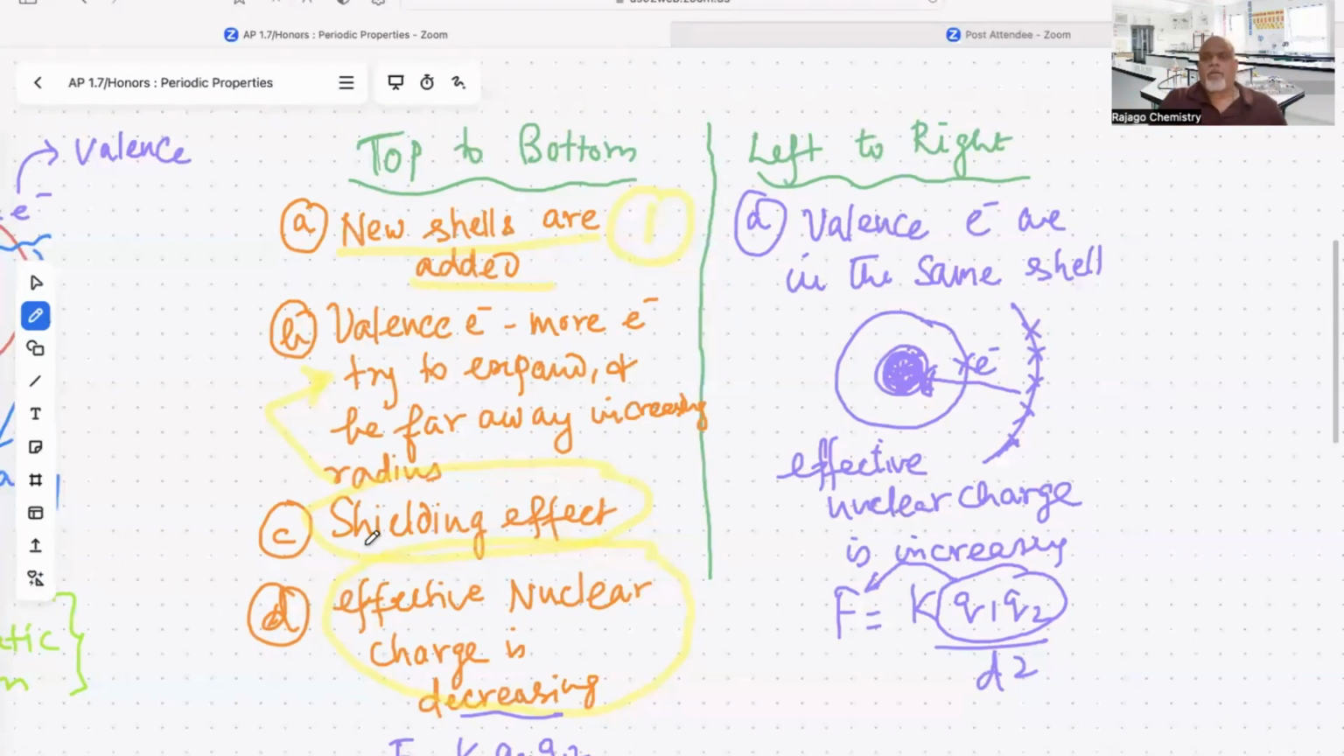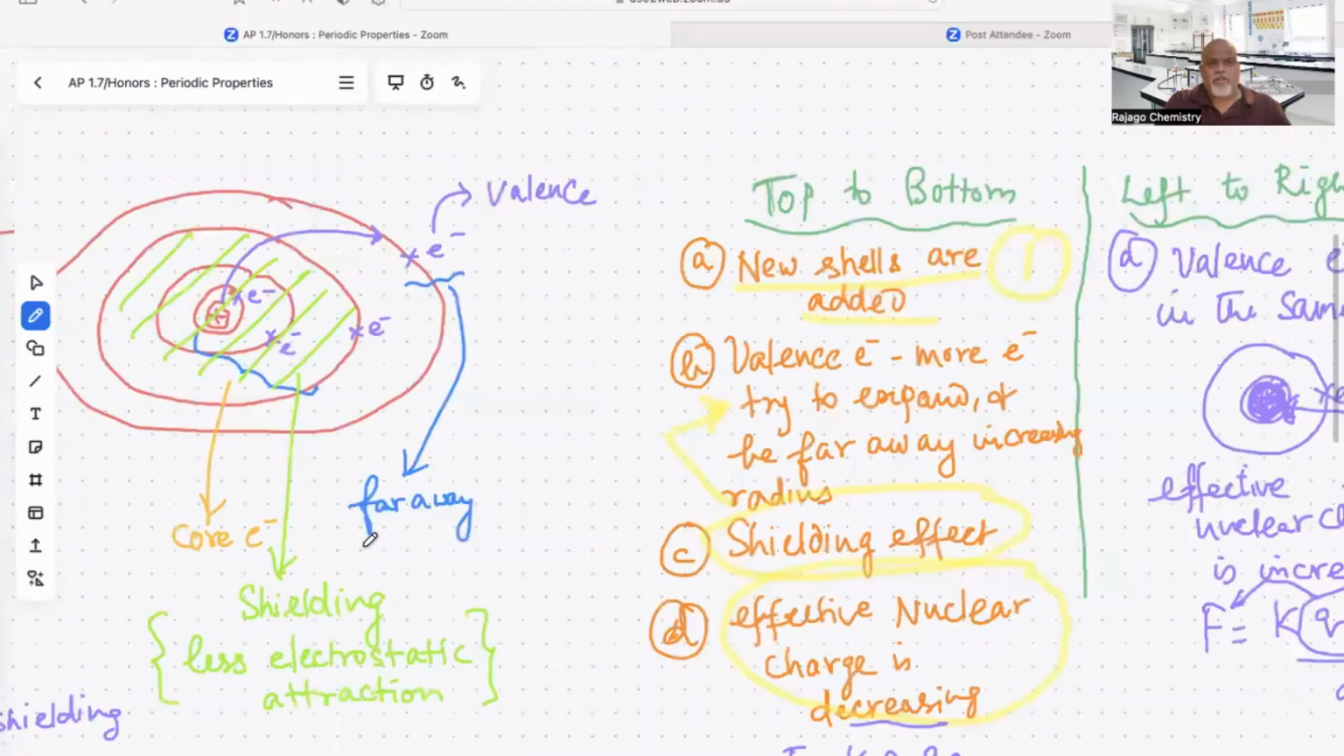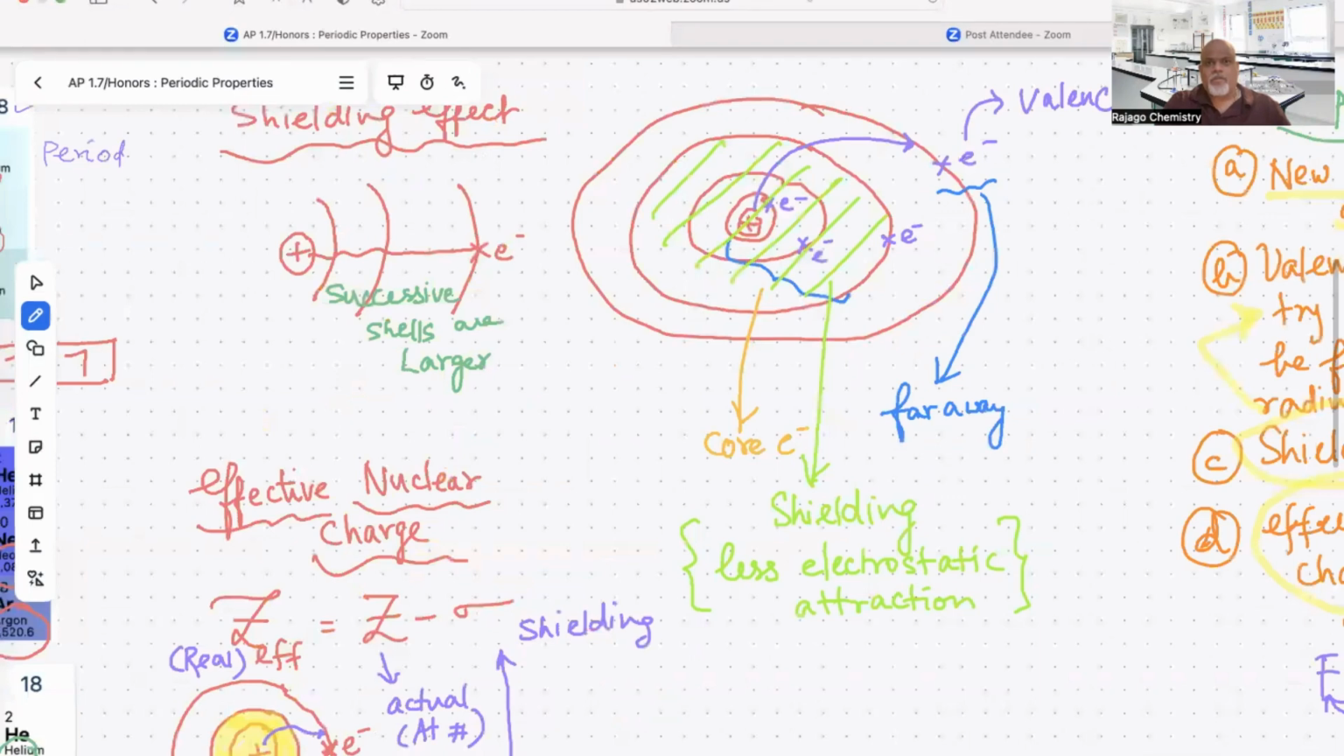So this is a very important topic to understand in AP 1.7, where the periodic properties are. Okay, so that's where we stop today. Thank you.